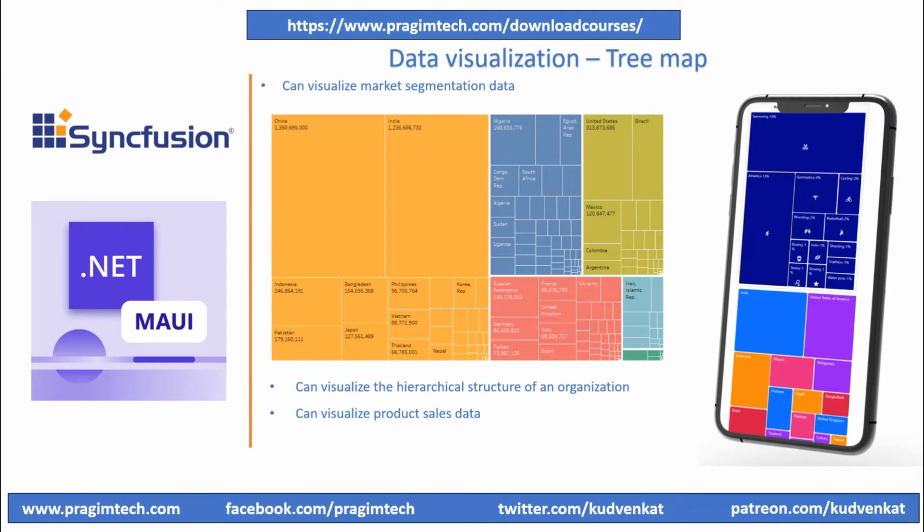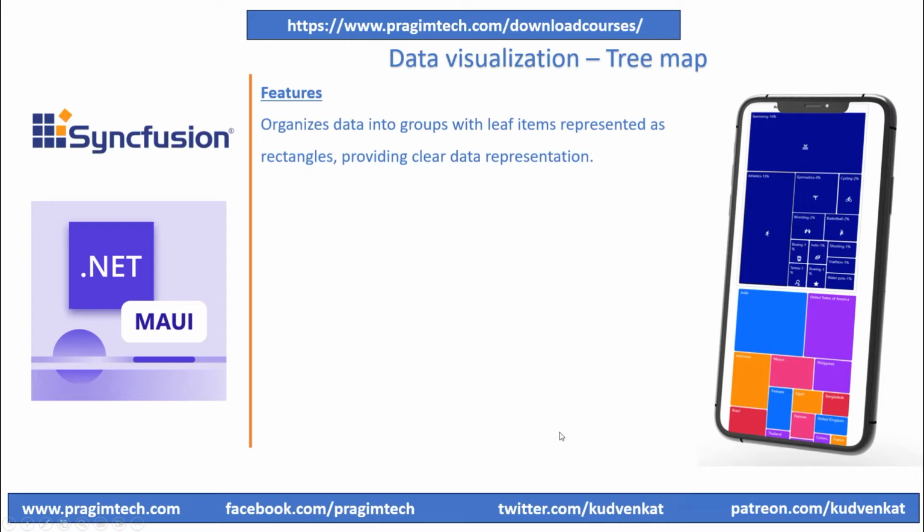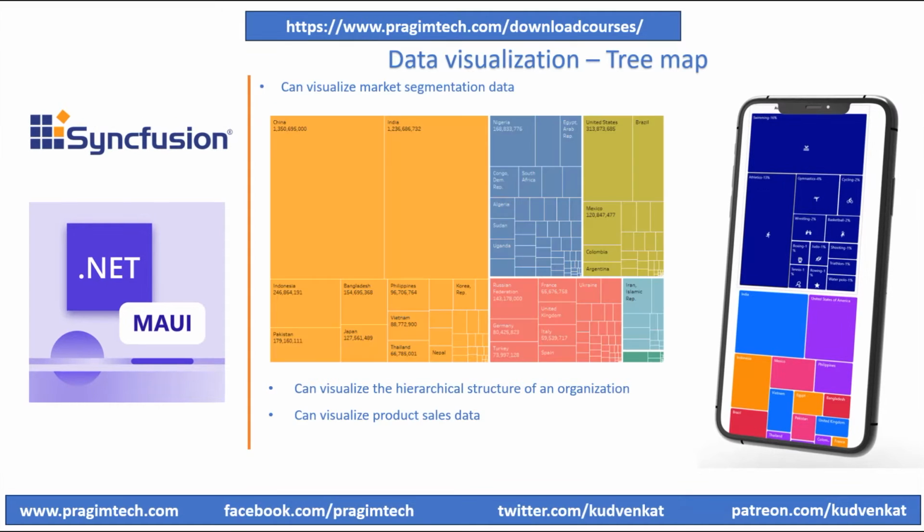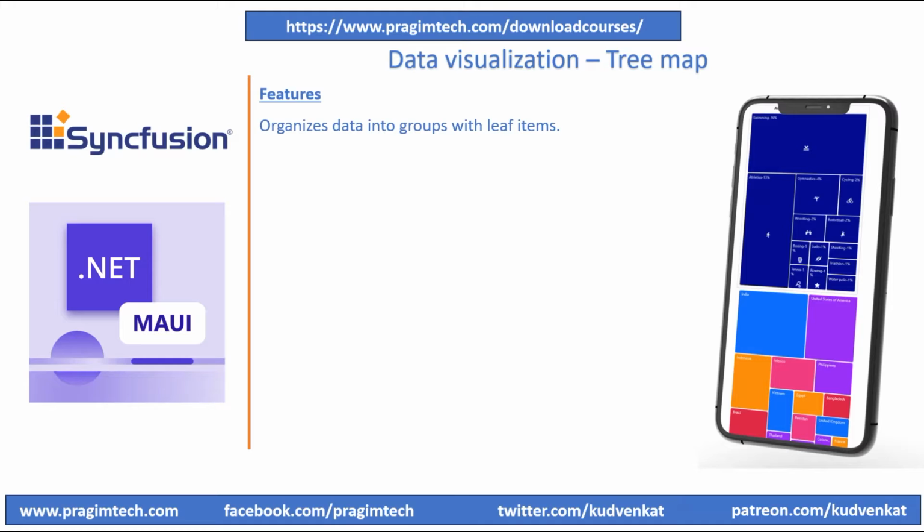These examples demonstrate the versatility of tree maps as a data visualization tool applicable across various industries and domains. They provide an intuitive way to explore and understand complex data sets, making them valuable for data analysis and decision making. The tree map organizes the data into groups with leaf items represented as rectangles, providing clear data representation. Let's now understand different features available in the Syncfusion TreeMap control. Syncfusion TreeMap control organizes data into groups with leaf items represented as rectangles, providing clear data representation.